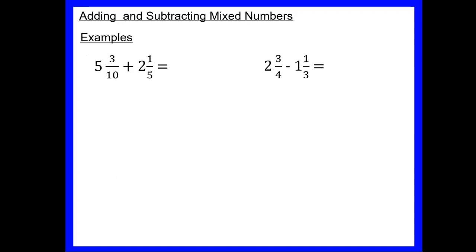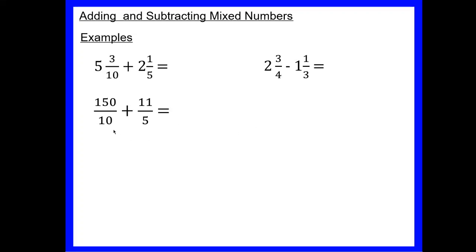Let's do a couple more examples. So here I've got 2 more examples. You'll probably want to write these down in your book as we go. So first step then, change any mixed numbers into improper fractions. So we can do 5 times 10 is 50 plus 3, so we get 53/10. And 2 times 5 is 10 plus 1 is 11, and we're going to get 11/5. So we've converted the first one to top heavy and the second.